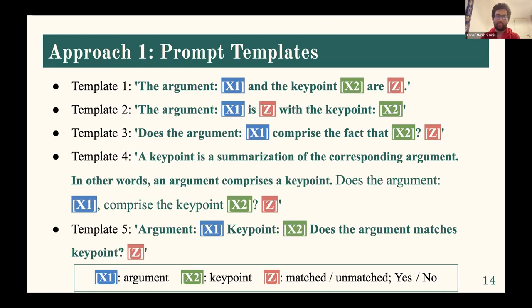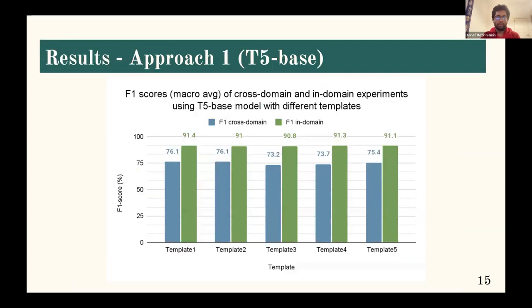And our fourth template has a definition of what a key point is. A key point is a summarization of the corresponding argument. In other words, an argument comprises a key point. Does the argument, and then we pass the argument, comprise the key point, then the key point, and it can be either yes or no in the output slot. So this is the result of our approach one.